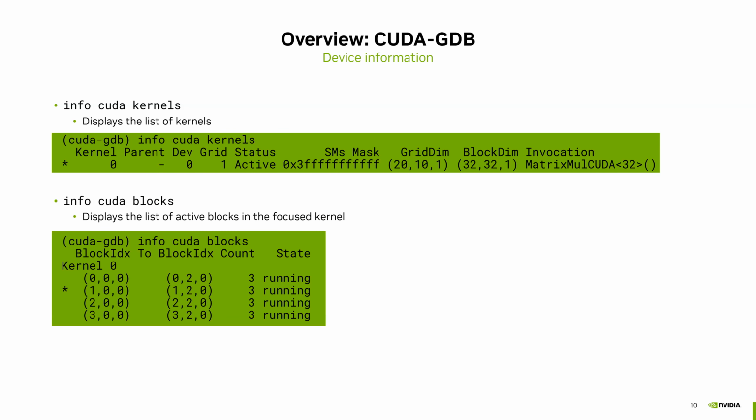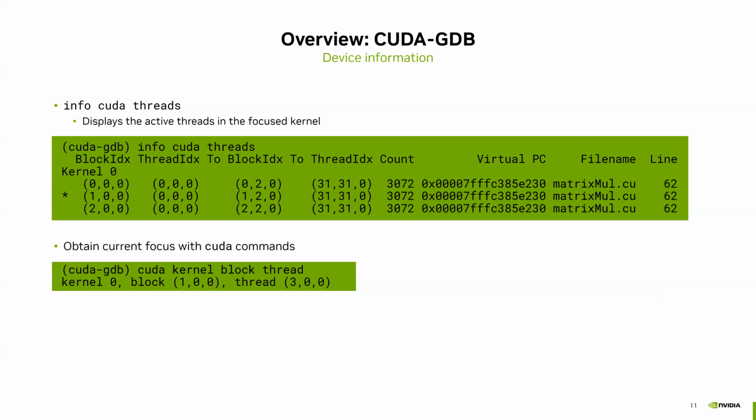We'll start out with info cuda kernels. It will display a list of all the kernels that are on the GPU. And again, you can see that there's an asterisk here because we only have one kernel present, and the CUDA thread that we currently are focused upon belongs to this kernel. Info cuda blocks will display the list of all the active blocks in the focus kernel. It's from a starting index to an end index, the count of blocks within that range, and then the state. Info cuda threads displays the active threads in the focus kernel. This is similar to the blocks, but we're adding the thread concept on top here.